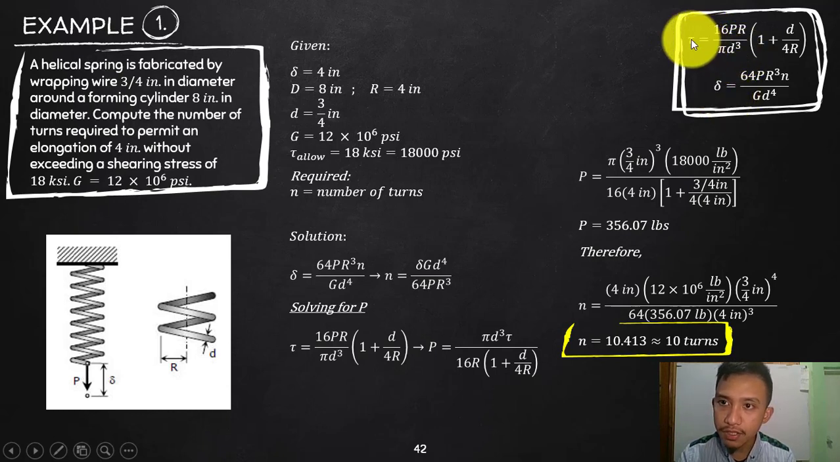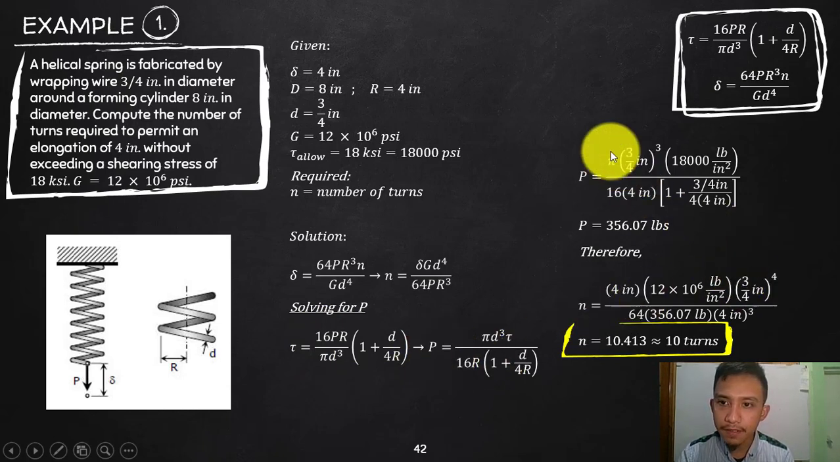So I will substitute the maximum allowed, which is the 18 ksi here. What we are trying to find is the equivalent P of that, for us to use in solving for the n term, since that is the only missing variable in our formula. So again, rearrange this one. Bring out P. So tau will go on top, and this will go down together with the 16R. So that is our formula for P.